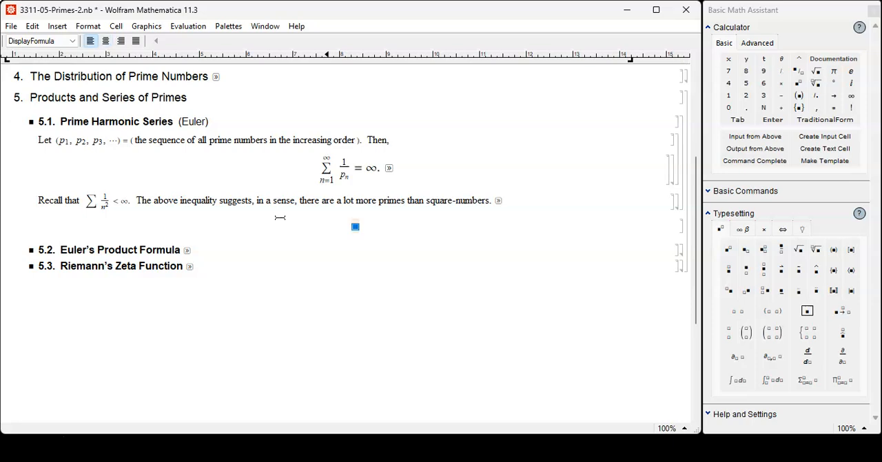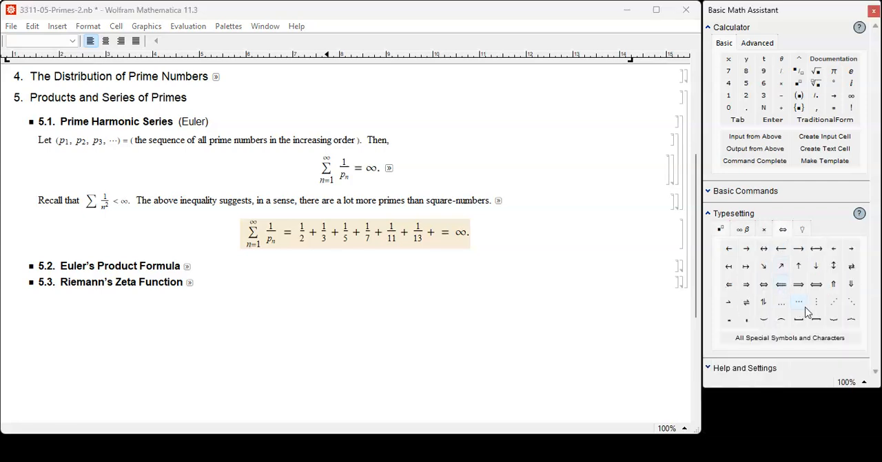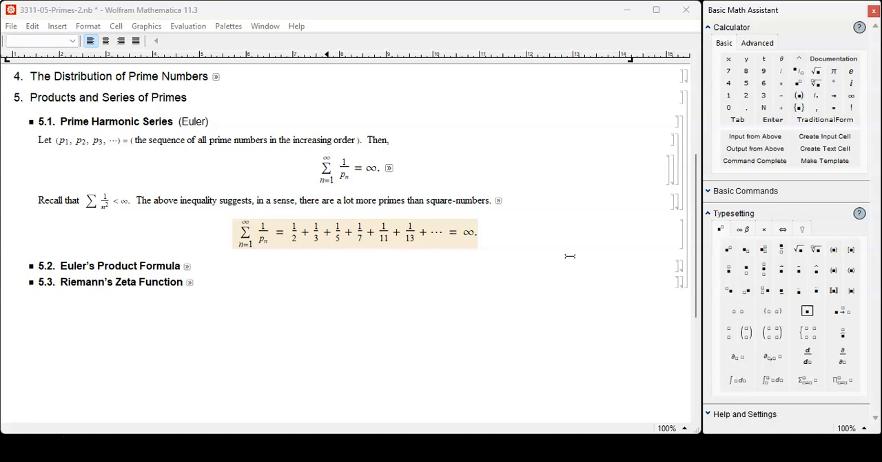Well, there are plenty. As a matter of fact, this thing is 1 over 2 plus 1 over 3 plus 1 over 5, 7, 11. Okay, that's enough. Dot, dot, dot. And that goes to infinity. So there are a lot of prime numbers.